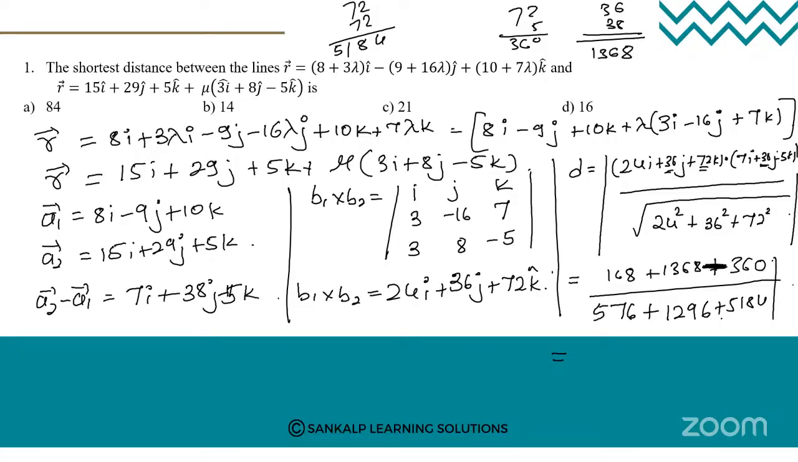So how much is this? This plus this minus this. 1176 divided by 7056 under the square root. 1176. Last 56 is there, so the square root is 84, which is 14 if you cancel. So what is the distance? 14. That is option B.